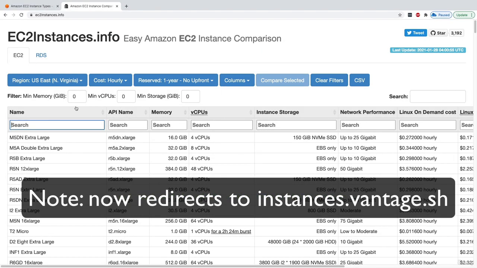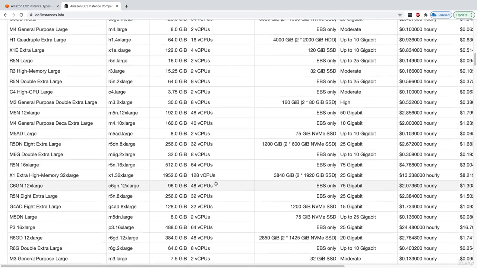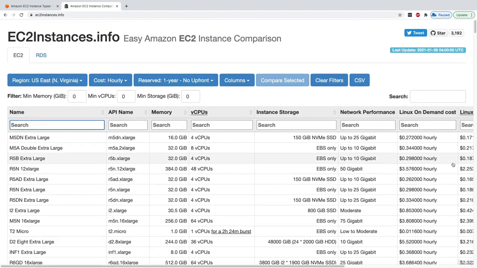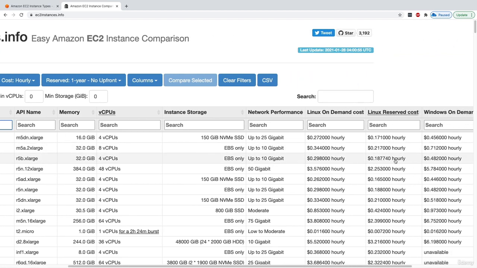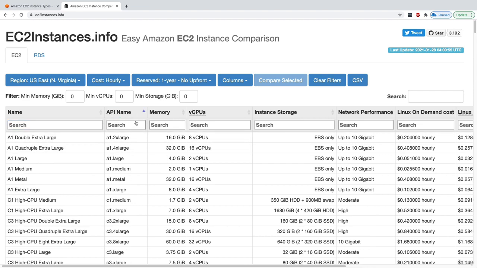I am on the ec2instances.info website, and as we can see, we have a list of all the instances available in AWS, really a lot. We also get information around the Linux on-demand cost, the Linux reserved cost, and so on, as well as the memory and the number of vCPU. We can order by name, we can search, so it's quite handy. I really like this website, and if you use AWS, you will probably use it as well.